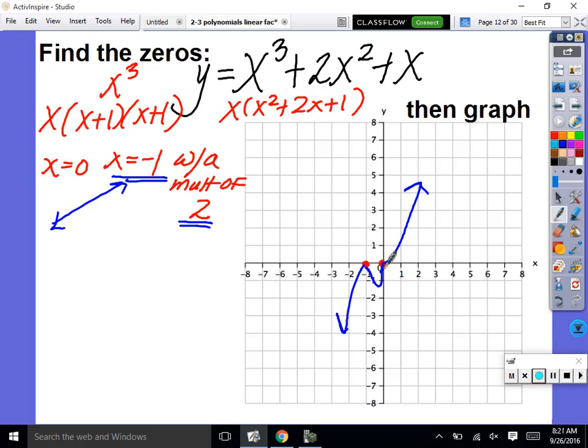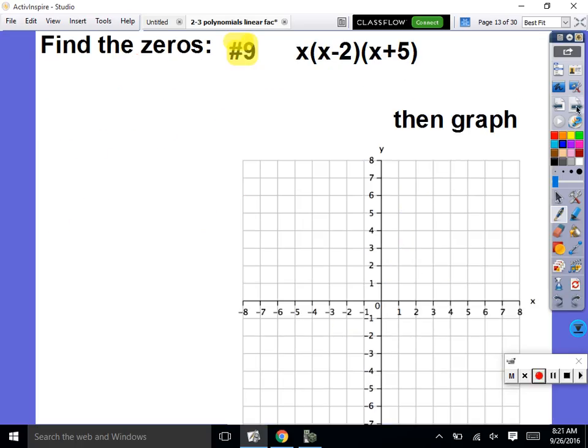Yep, because it was even, it had to bounce. Yep, and we knew it was coming up through the bottom because it was down and up. Does that make sense? Okay, let's do number 9.